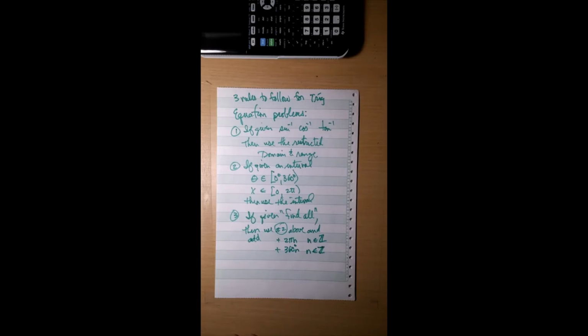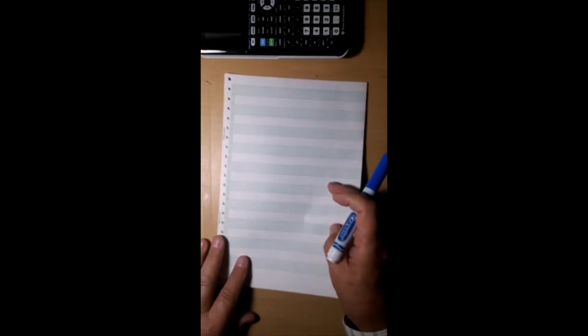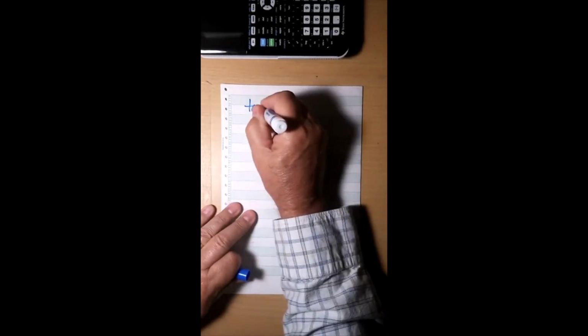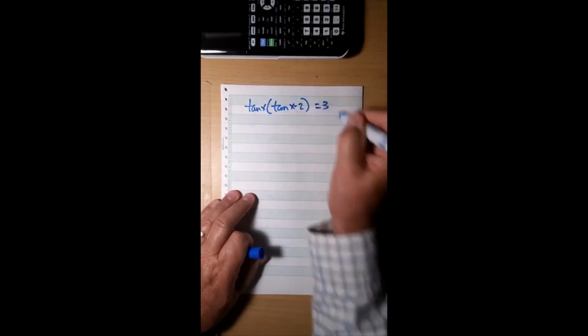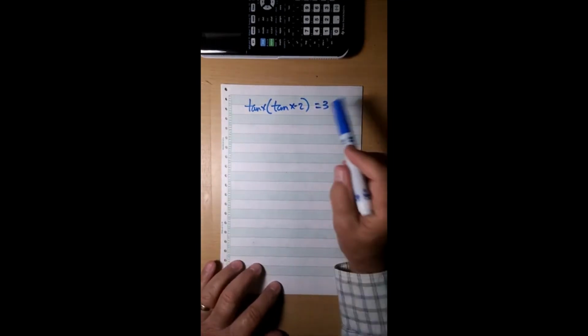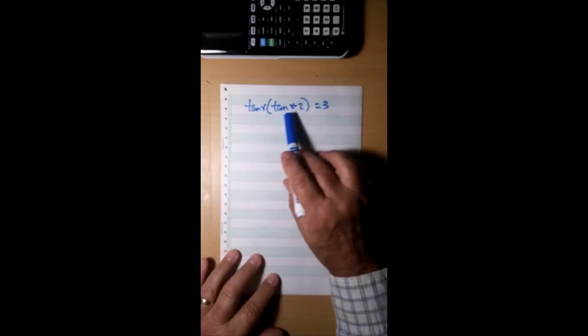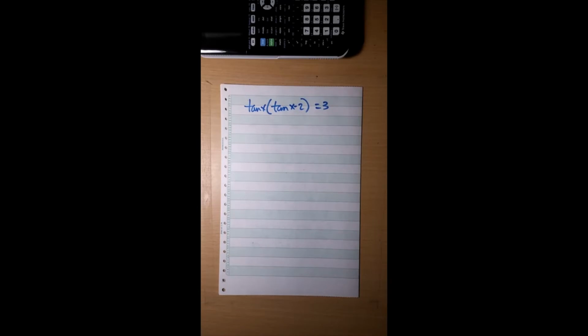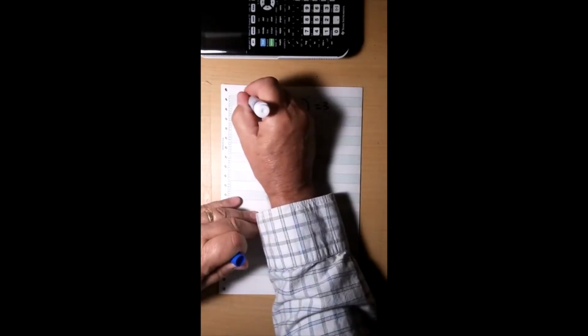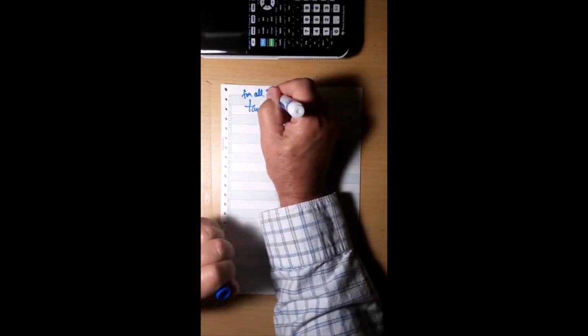As an example of that, let's do a problem. Suppose you have the tangent of x times the tangent of x minus 2 equals 3. Now, it's so tempting at this point to say, ooh, I can just take these because it's factored already. But that's only when you've got 0 on the other side. So, in this case, they want to find it for all x.